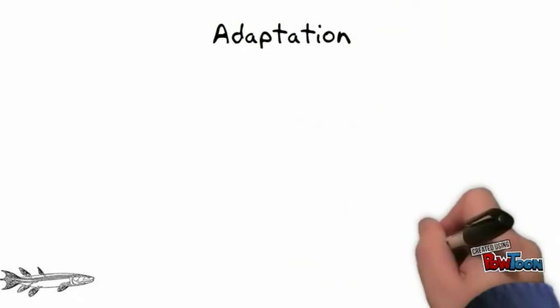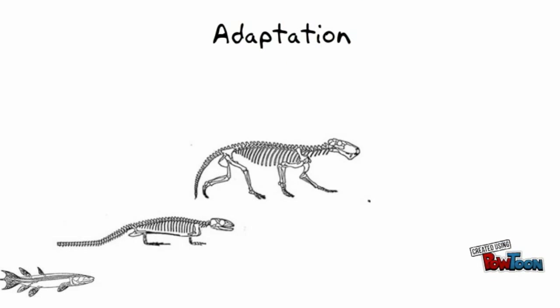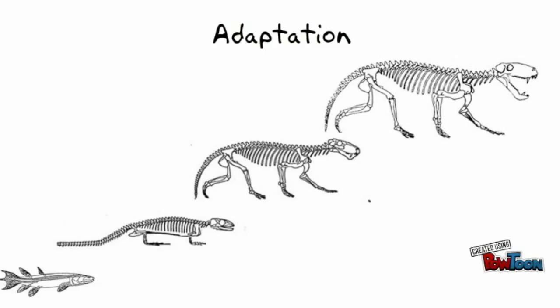Finally, adaptation. The result is a population that is better suited to some aspect of the environment than it was before. Legs once used for walking, for example, are modified for use as wings or flippers.